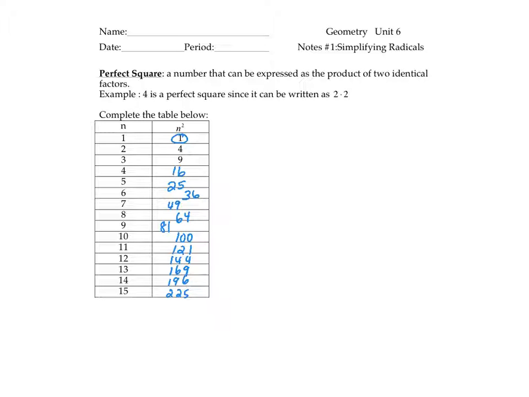Okay, so remember that a perfect square is called that because if you have a square with all 4 angles being right angles and all 4 sides being congruent, the area of that square would be found by taking the length of one side times the other. 2 times 2 gives us 4. So that's why it's called a perfect square.